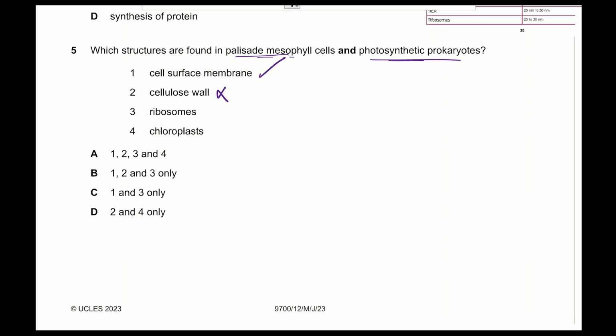3. Ribosomes. Palisade mesophyll cells have 80S ribosomes in the cytoplasm and 70S ribosomes in the chloroplast and mitochondria, contrasting the prokaryotes, which have 70S ribosomes inside the cytoplasm. Therefore, this is correct. For 4, chloroplasts. Palisade mesophyll cells do have chloroplasts since they carry out photosynthesis, and they are the main cells which actually carry out photosynthesis in a plant. However, even though this is a photosynthetic prokaryote, as a general rule, prokaryotes do not have membrane-bound organelles. Therefore, it's impossible to have chloroplasts. Therefore, the answer is going to be C.